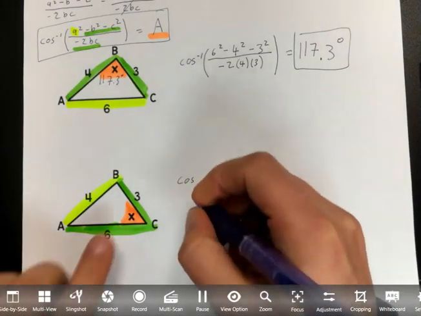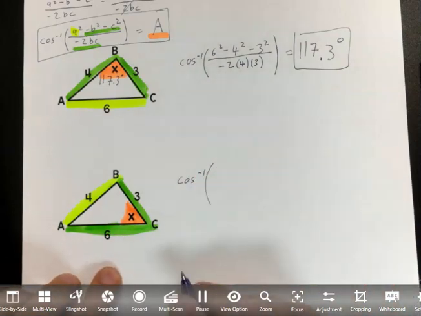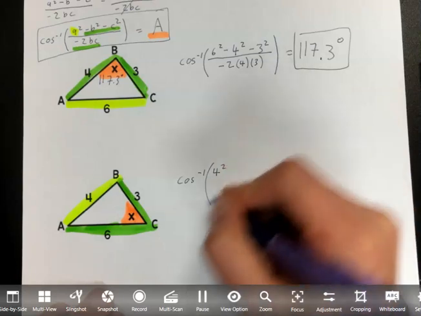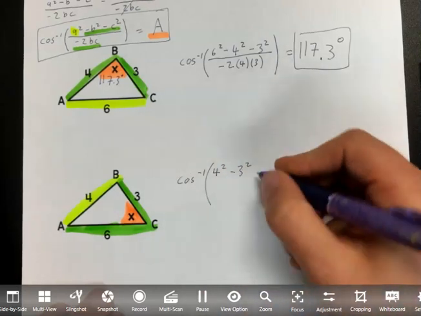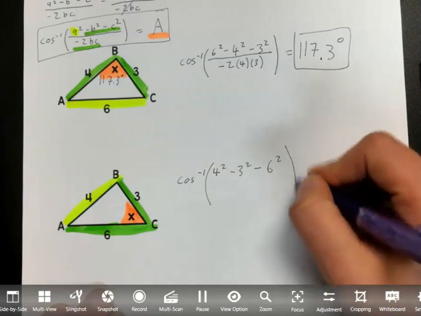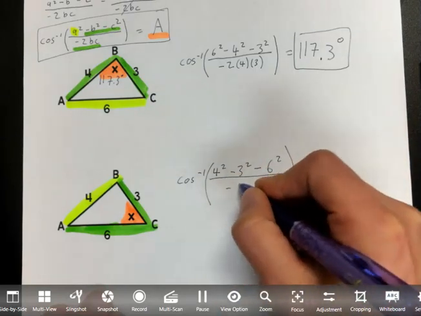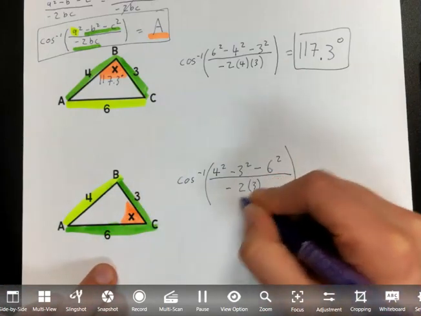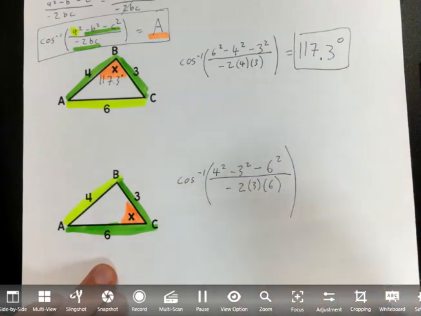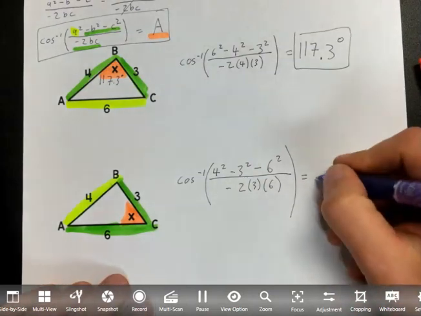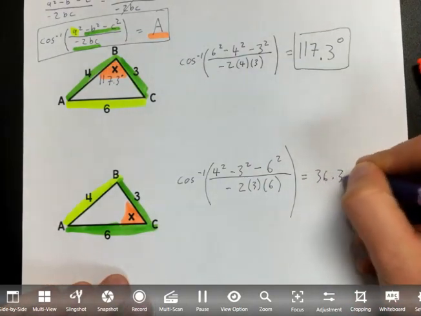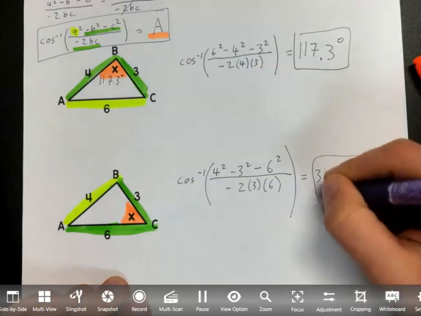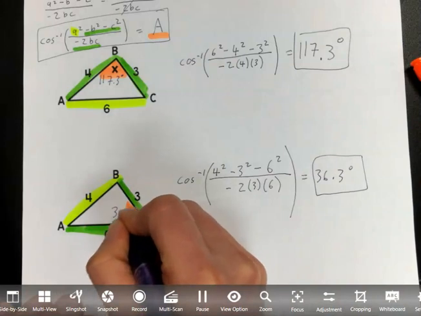Inverse cosine. Why? Because we're solving for an angle. Inverse cosine of yellow squared minus one of my green sides squared, doesn't matter which one comes first. Then minus 2 times my 2 green sides on the bottom. So 3 times 6. These are times brackets, which is equal to. You're going to put all of this into the calculator. And once you put it into the calculator, you should end up with 36.3 degrees. So, good luck using your law of cosines to solve.